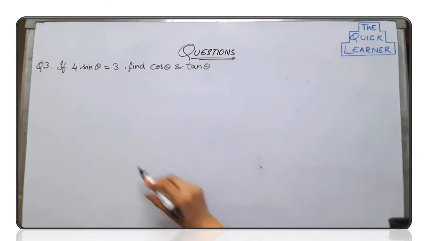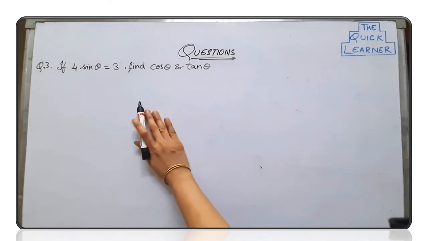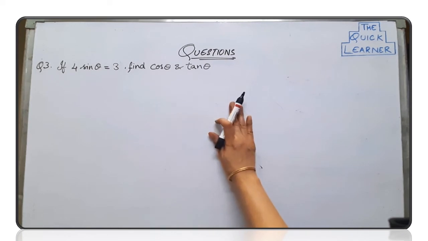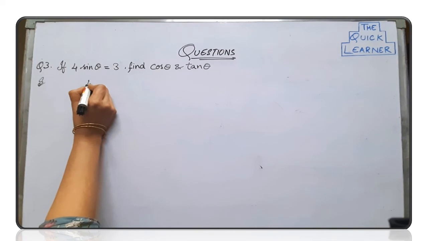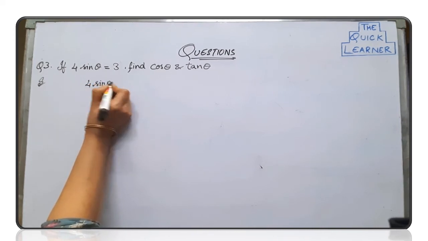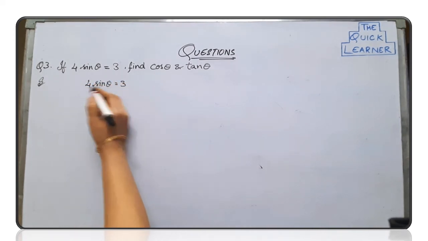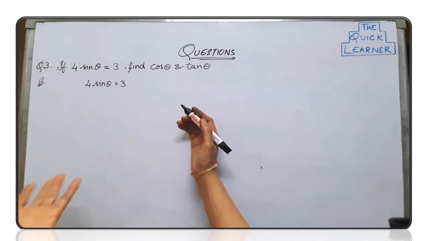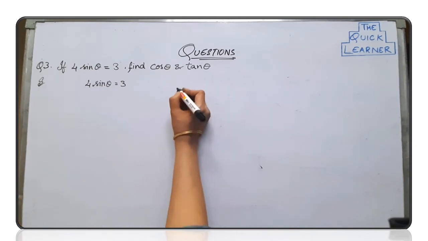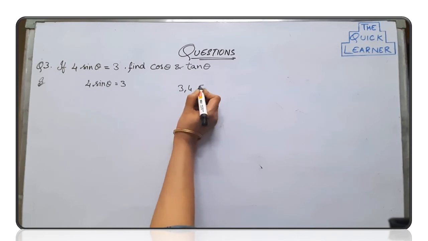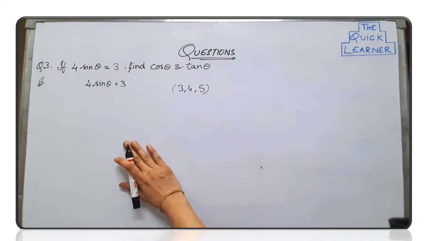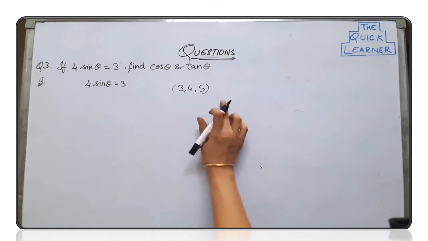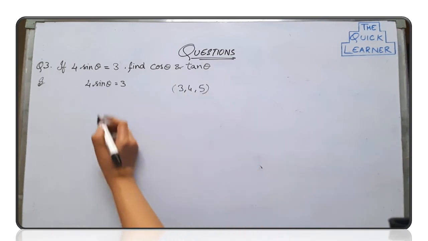Look at this question. If 4 sine theta equal to 3, find cos theta and tan theta. Don't you think the question is very simple? 4 sine theta equal to 3. Just take 4 on the other side by trigonometric triplet. So you would say 3, 4, 5, ma'am, this is the trigonometric triplet. You have already done this question. Why are you doing it, ma'am? Right? But if you look properly at the question, it is not this trigonometric triplet.